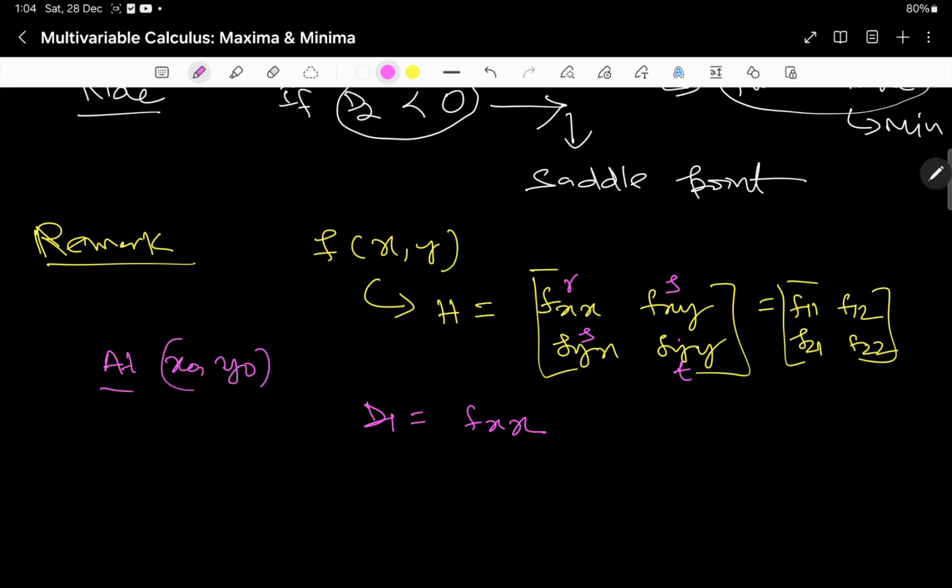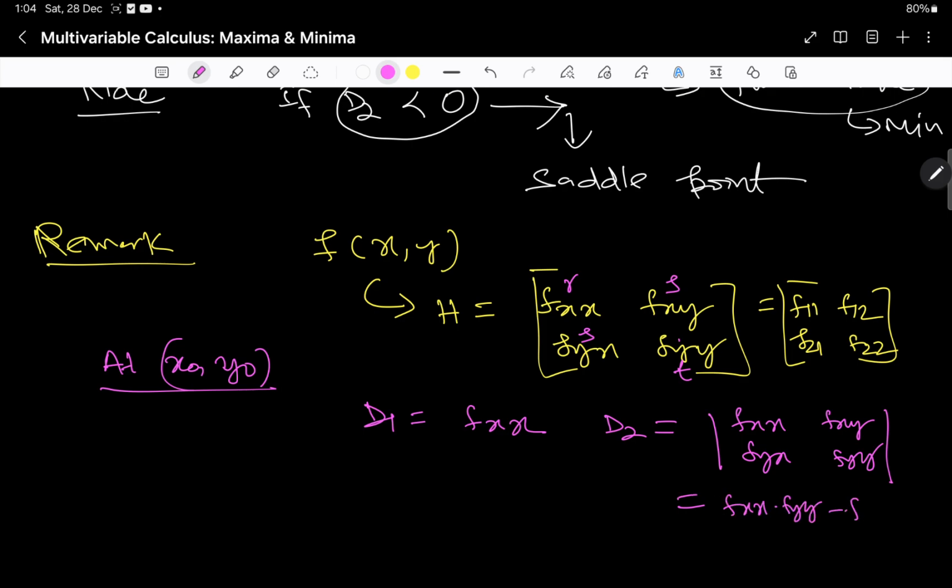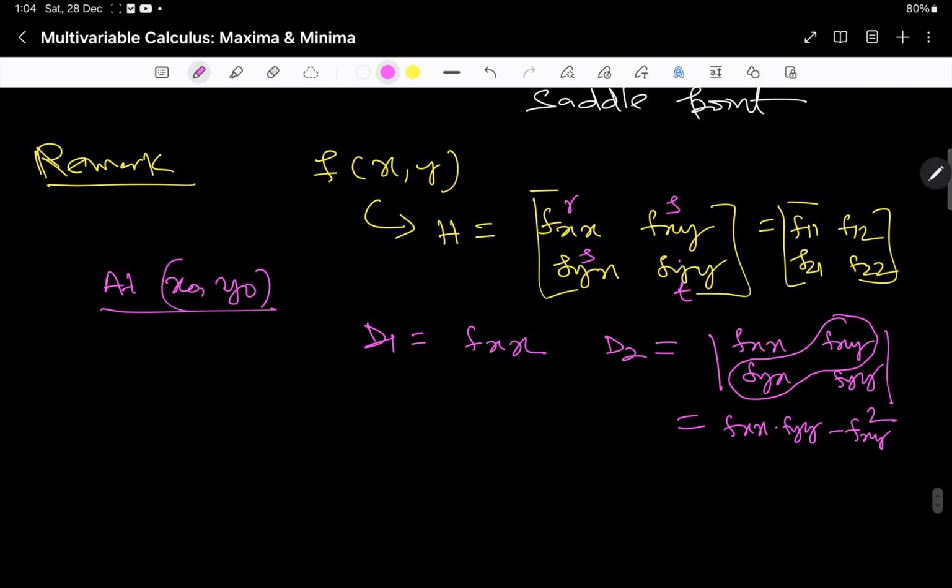At x0, y0, what is my D1 and what is my D2? My D2 is the determinant of fxx, fxy, fyx, fyy. Is it not my fxx into fyy minus fxy square? So here fxy is the same as fyx under the continuity of the function. So it is the same thing as rt minus s square, right?